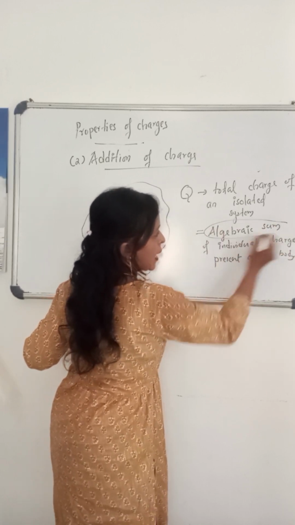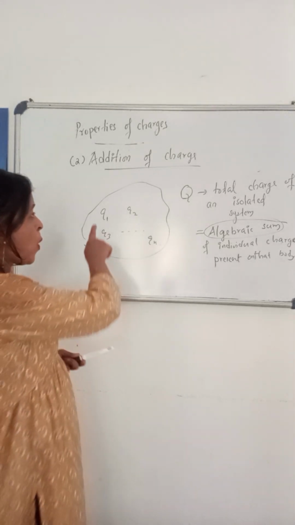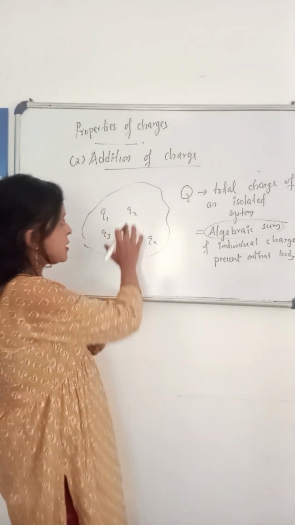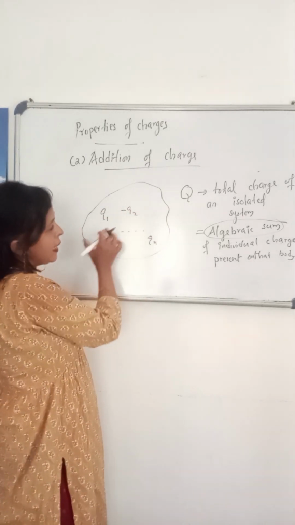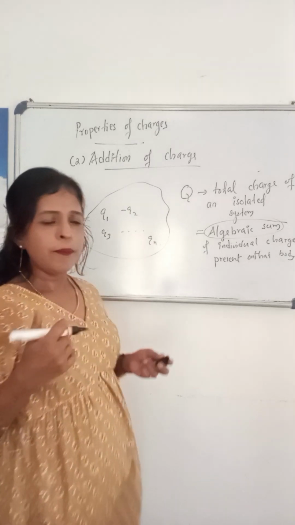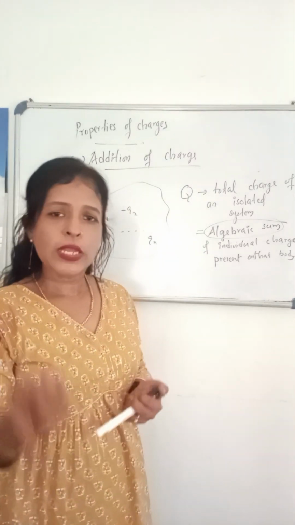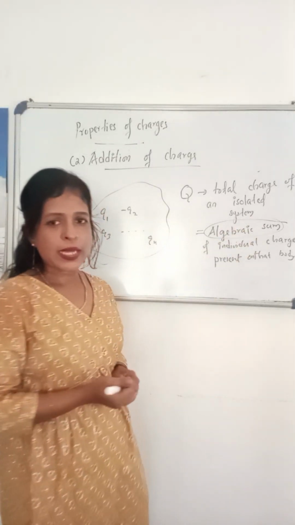What is algebraic sum? Algebraic sum means we need to consider the positive value of charge and the negative value of charge. If it is a negative charge, we need to add like that, Q1 minus Q2, not Q1 plus Q2, not just adding the magnitude of charge. We need to consider the sign of the charge also. That is the meaning of algebraic sum.